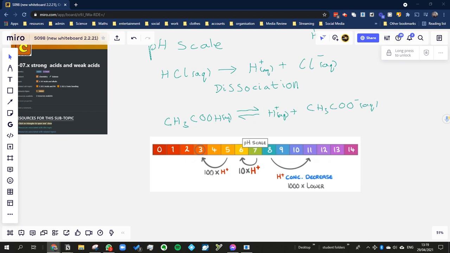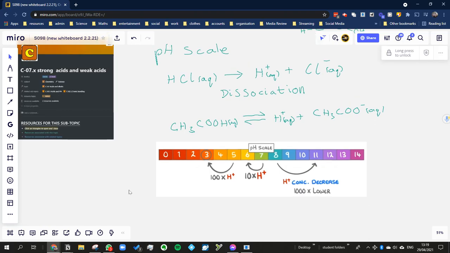So just to recap this last little bit: if I increase the strength of an acid, that will reduce the pH. Or if I increase the concentration of an acid, that would reduce the pH. If I had two acids, one weak and one strong, of the same concentration, then the strong one would always have a lower pH. And if I had two acids of the same strength, then it's always going to be the more concentrated acid that will have the lower pH. So I hope that makes sense.